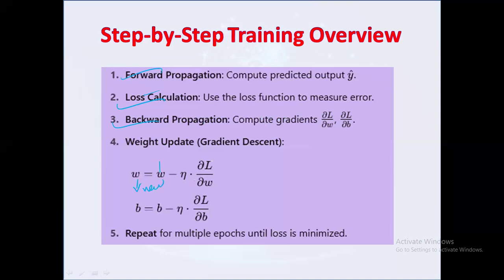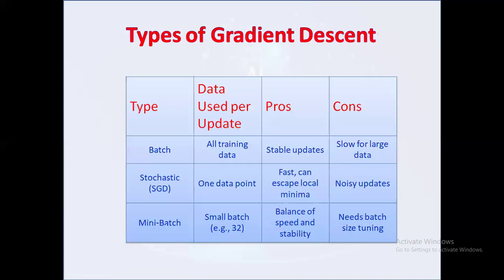The new weight is the old weight minus eta into ∂L/∂W. Eta is the learning rate, which we are going to fix. This process is repeated across many epochs until the model converges to a solution with minimal loss. Next, the types of gradient descent.